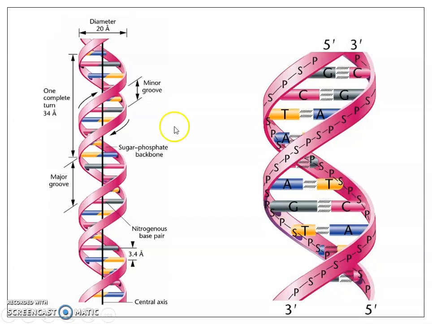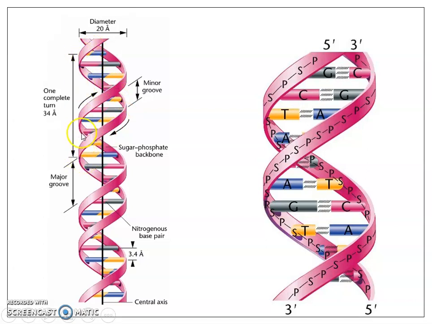Now the other features. The width or diameter of the double helix is 20 angstrom, or you could say 2 nanometer. And each turn, if you see, a single turn extends from here till here. It goes this way, then goes around the central axis, comes in front, and ends over here. So this is one turn.